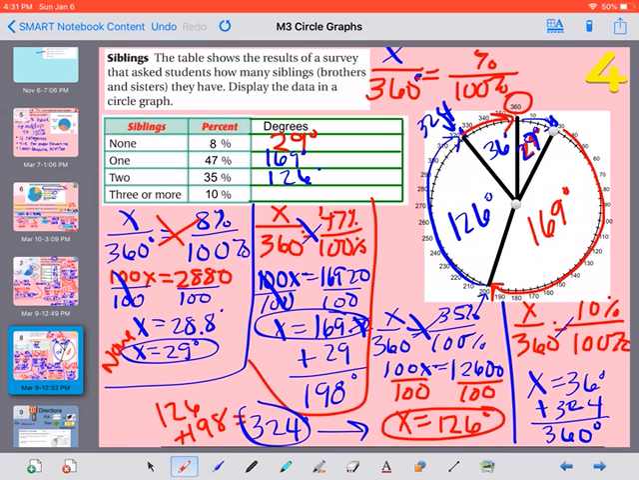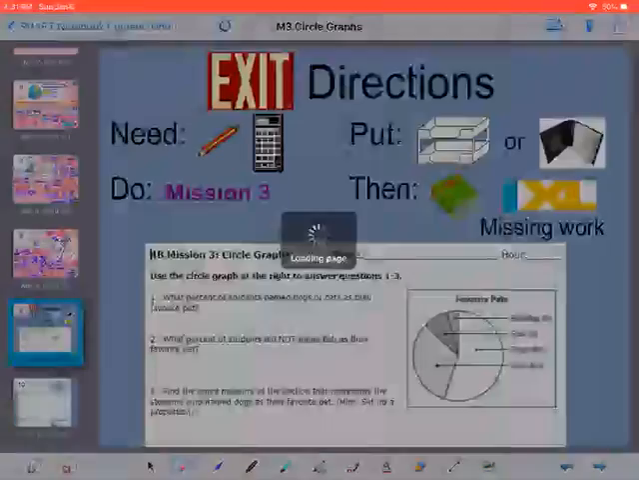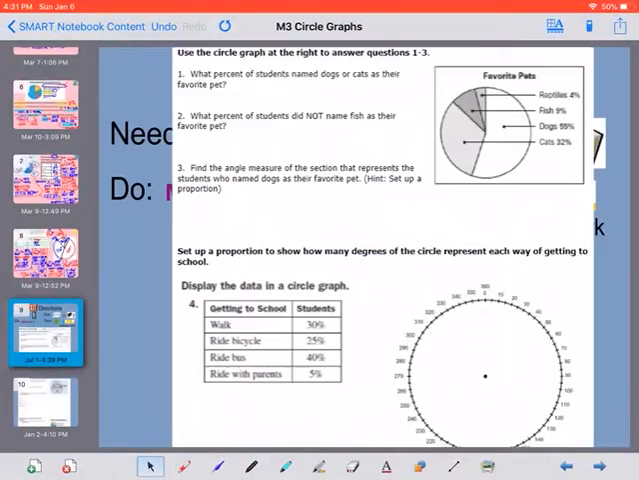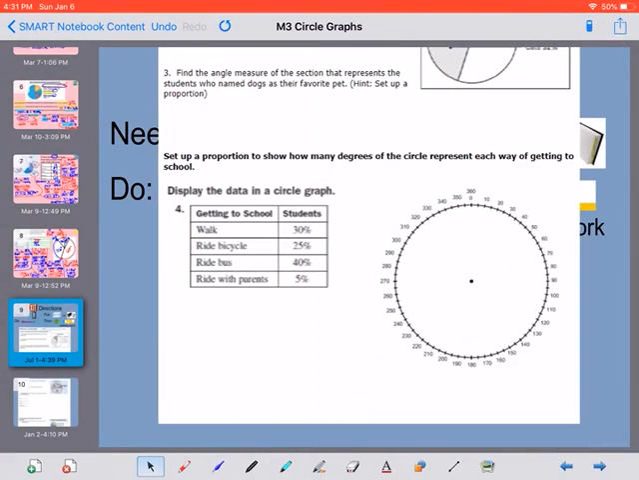There is one question like this on your homework. Like I said, it was a little bit challenging, so take your time and ask questions. It's like this right here on number 4.